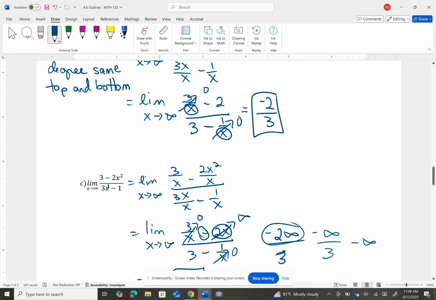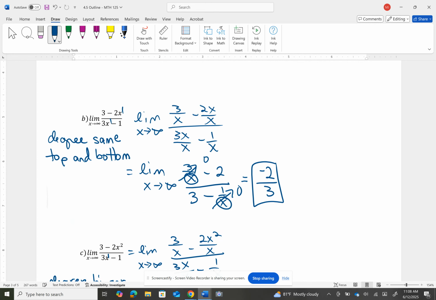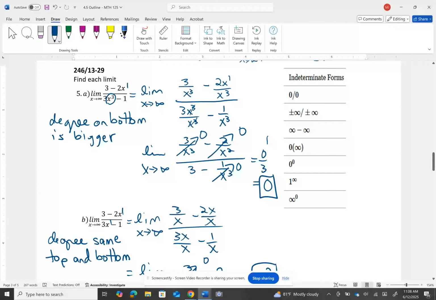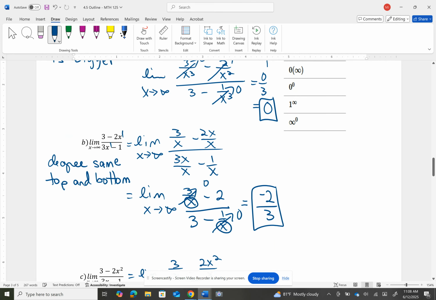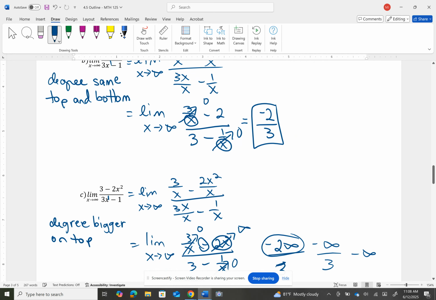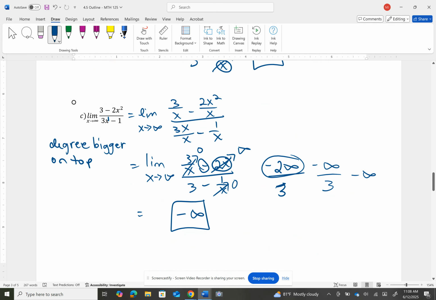And then on this one, the degree was bigger on top. So rather than getting a number or 0, we wound up having a degree bigger on top, and it wound up approaching an infinity of some sort. Okay? And whether it's positive or negative depends on the original expression.